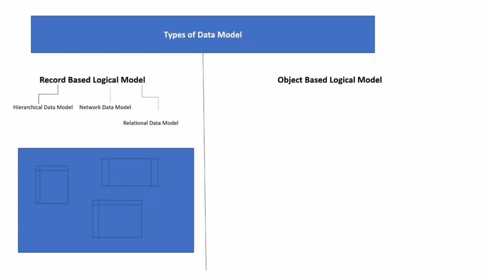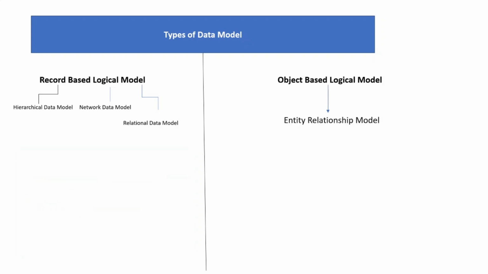Under object-based logical model, there is a concept of entity relationship model, which is again something that we are going to continue in this course, but let's take an overlook of this entity relationship model. Now, what is entity relationship model? It is just a pictorial representation which gives the relationship between tables inside a database.